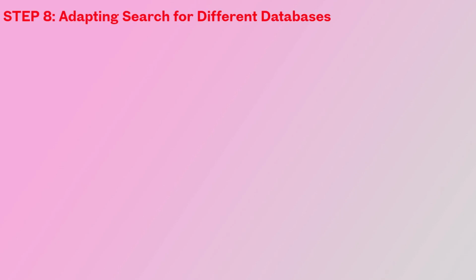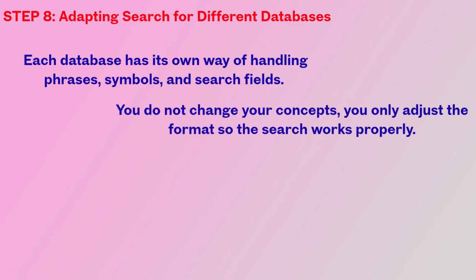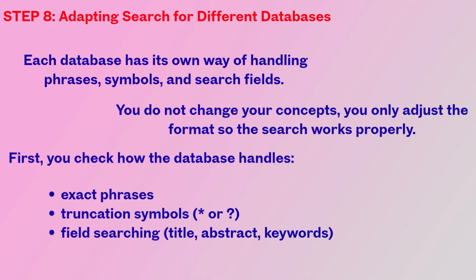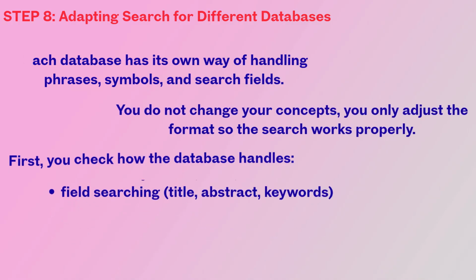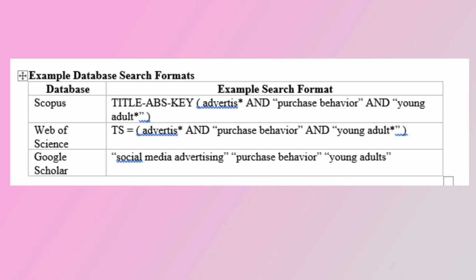Step 8. Adapting search for different databases. Each database has its own way of handling phrases, symbols, and search fields. You do not change your concepts, you only adjust the format so the search works properly. First, you check how the database handles exact phrases, truncation symbols, or field searching: title, abstract, keywords. For example, in Scopus, you can search like this. In Web of Science, you may write like this. In Google Scholar, you keep it simpler: social media advertising, purchase behavior, young adults, so the keywords stay the same, but the format changes depending on the database.